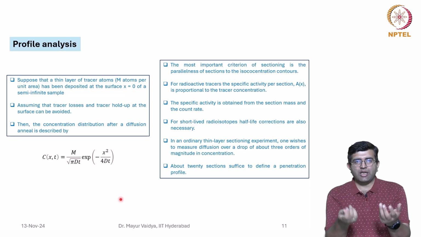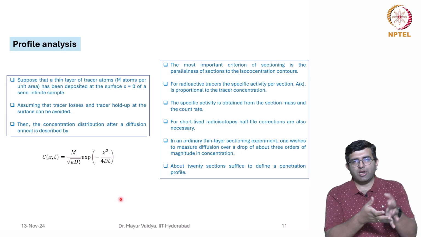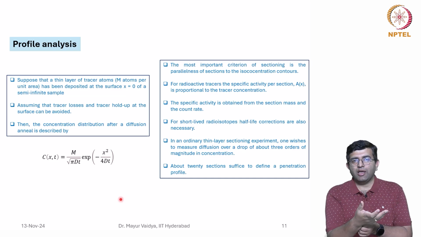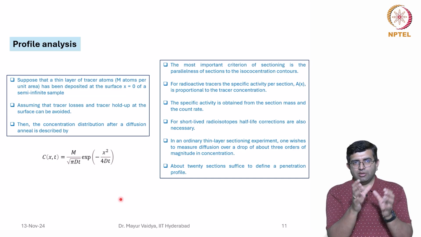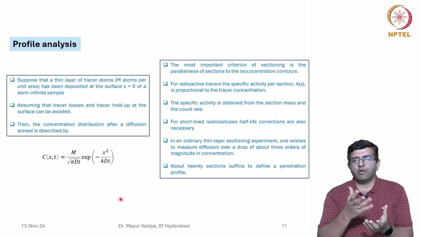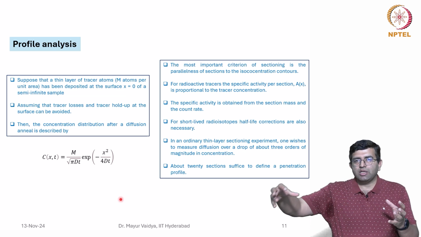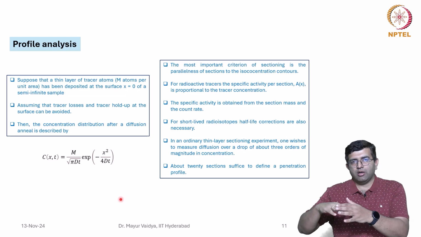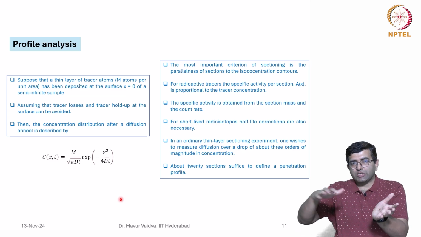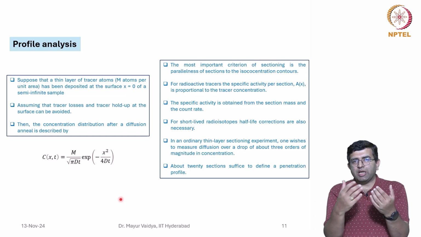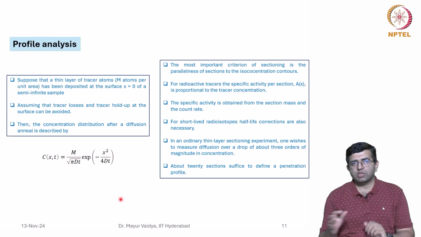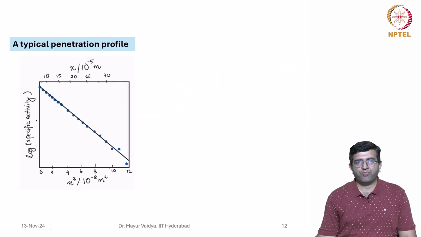Just sharing my own experience: in the very first experiments I did, I chose a temperature which proved to be very high for that particular system, and I ended up sectioning some 100 sections, because we want to reach a drop of 3 orders or more in the concentration. So I had to section a lot. But typically, if you have chosen the time and temperature correctly, about 20 to 30 sections should be sufficient.